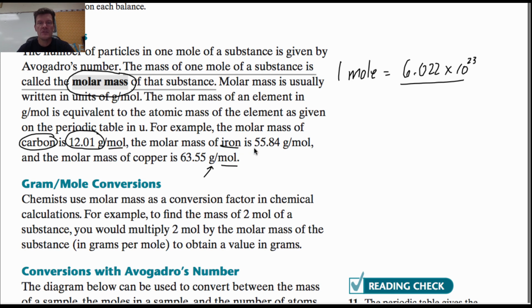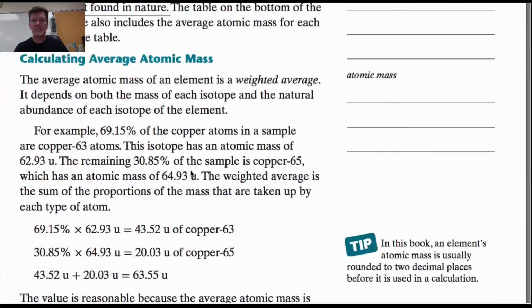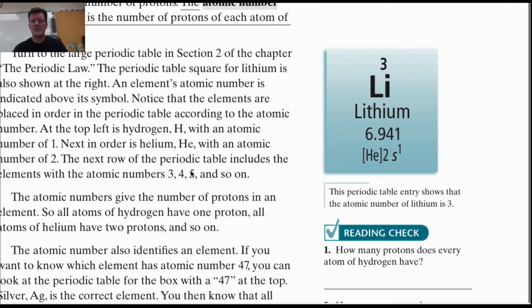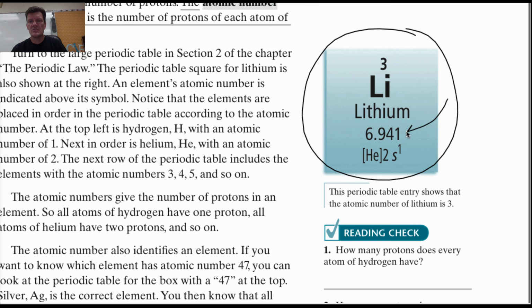For iron, 1 mole of this number of iron atoms has a mass of 55.84 grams. Okay? Copper, 63.55 grams for a mole of copper atoms. Now, where do we find this number? It's wonderful because it's on the periodic table. If we go back up here, I believe there was a right here. Okay? Here, for every element on the periodic table, this is your molar mass. It is the mass in grams of a mole of this particular element's atoms. So lithium's molar mass is 6.9 if we round it off to the nearest tenth.